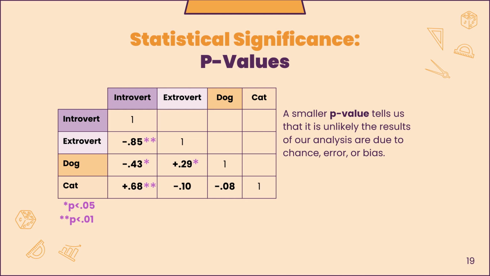So if the p-value is 0.05, that means that there is a 5% chance that our results are due to chance, sampling errors, some kind of statistical bias, etc. That means that a smaller p-value tells us that it is unlikely the results of our analysis are due to chance. So there's no universally accepted threshold for what is and is not a statistically significant p-value.